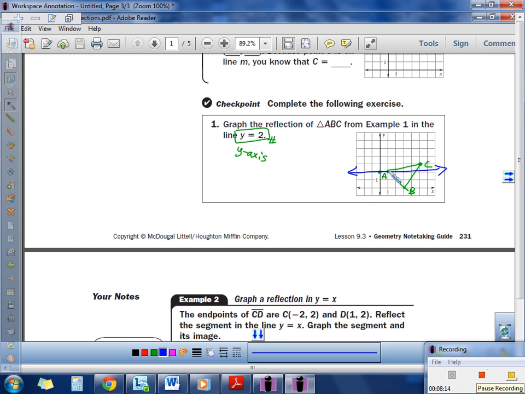Anytime it's on that line of reflection, it's not going to move. So A prime will be in the same place as A. But this C letter is 1 up, so I need to do the opposite, which is 1 down from the line. There's my C prime. And my B is 2 down from the line. I need to go 2 up from the line. There's my B prime. And now I can connect. And it should look like that.